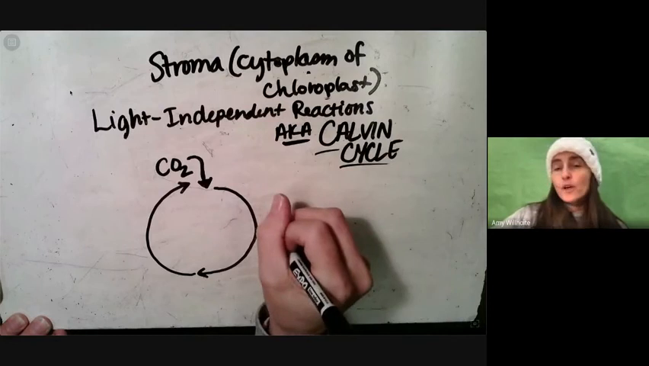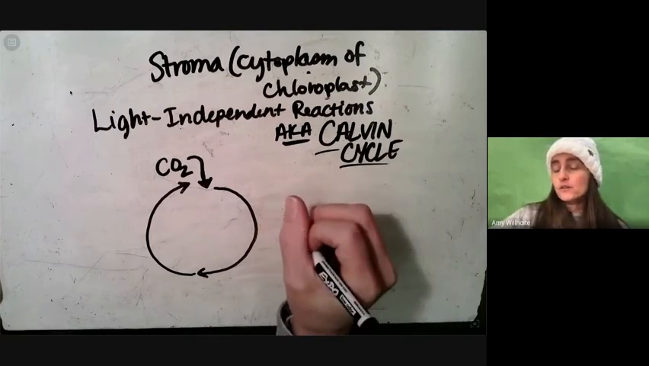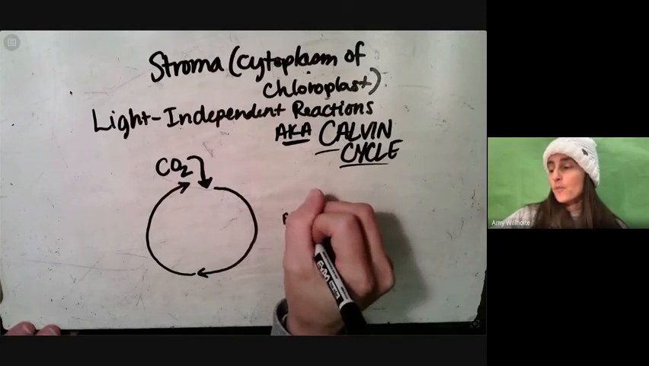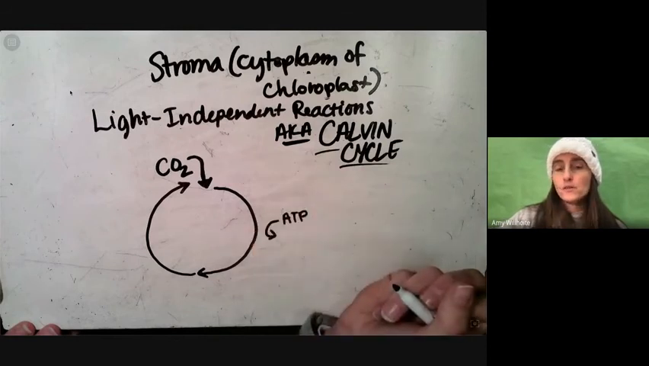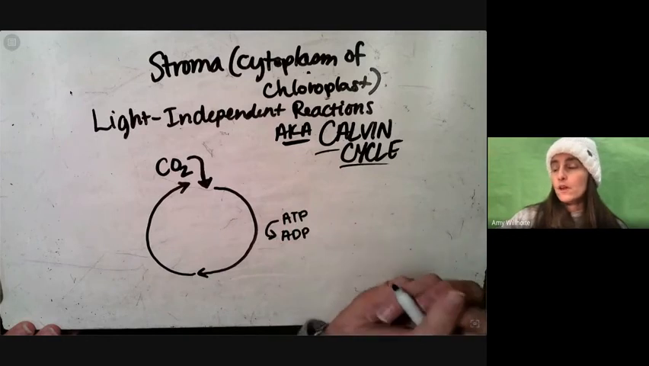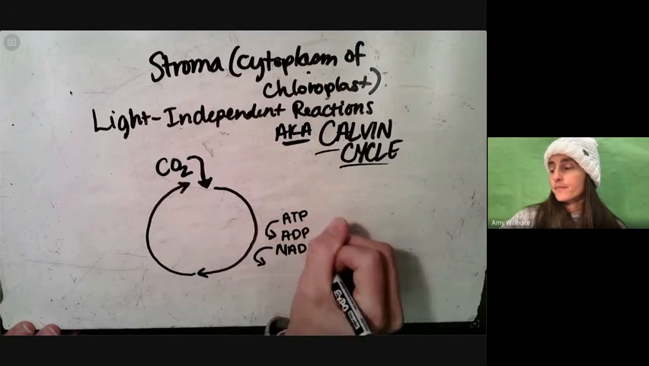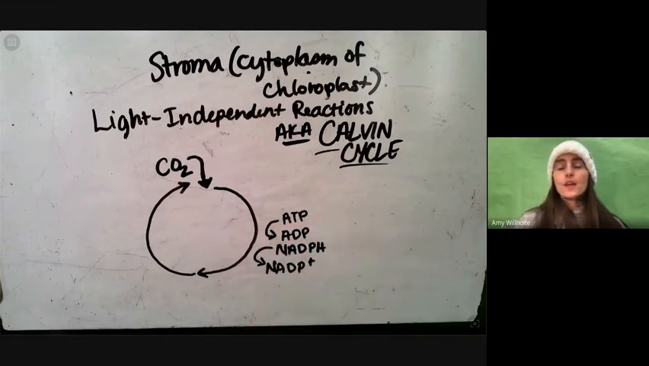But basically what you need to know is that right here in the cycle, or early in the cycle, we use some of our products. Okay, so we made ATP in the last part. We're going to use that. Okay, and we're also going to take some of the energy from our electrons. So we're using what we've made. That's basically what we're doing here.